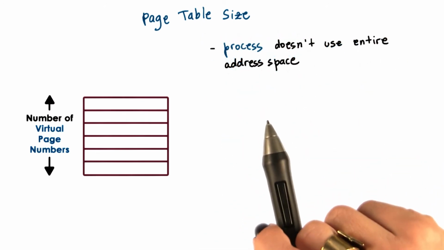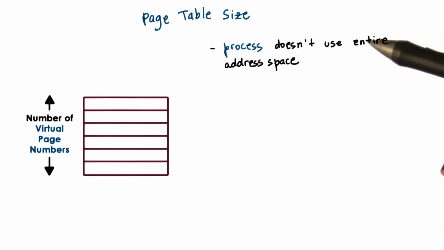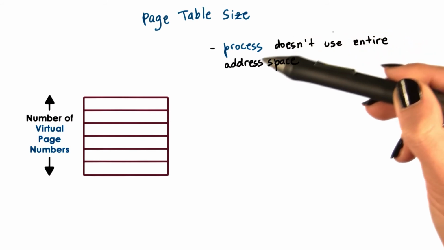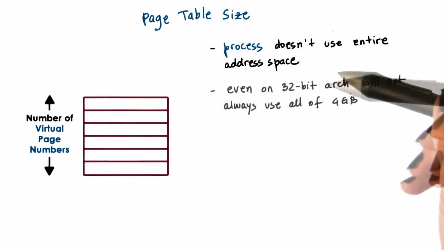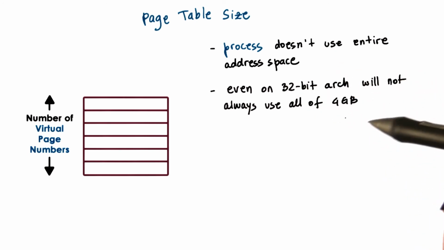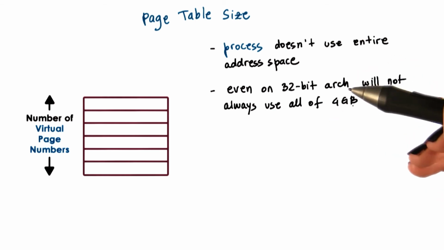Before we answer that question, it's important to know that a process likely will not use all of the theoretically available virtual memory. Even on 32-bit architectures, not all of the 4 gigabytes of virtual address space is used by every single type of process.